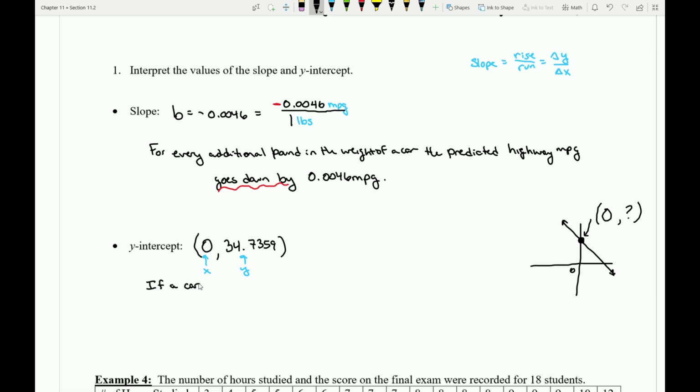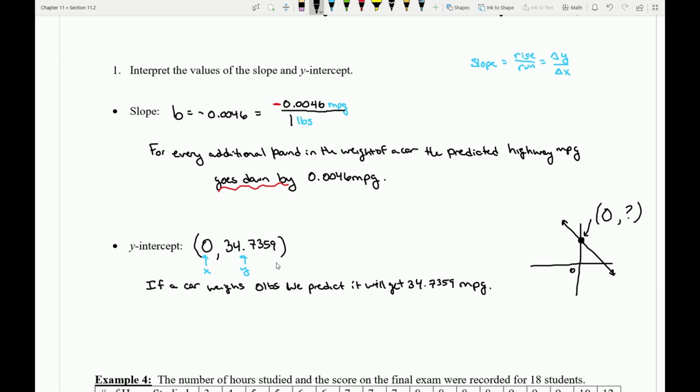This says, if a car weighs 0 pounds, we predict it will get 34.7359 miles per gallon. That's all it is. It's just saying if a car weighs X, then we predict Y. So if X, we predict Y. That's the basic structure of the sentence.